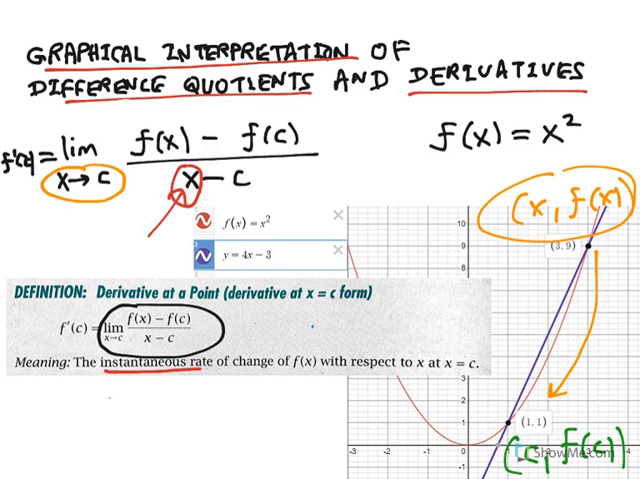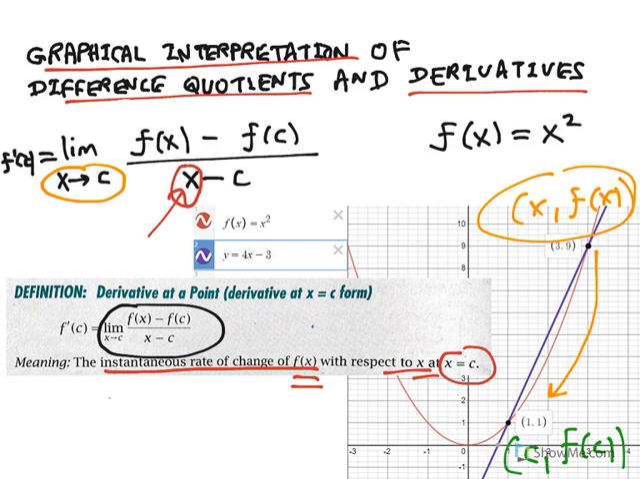It tells us the instantaneous rate of change of f with respect to x at x is equal to c. In the context of our word problem, it would tell us the instantaneous rate of change of the object's distance from the origin with respect to time at time is equal to 1, which is called the instantaneous velocity. What about graphically?